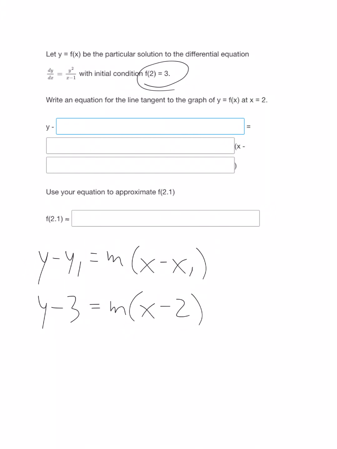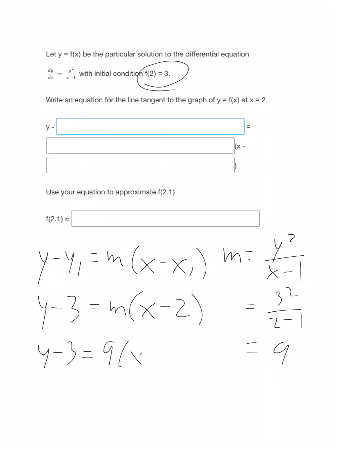And then my m is the slope, which is going to be the same differential equation as the previous problem, y squared over x minus 1. So given that initial condition, this is going to then be 3 squared over 2 minus 1. So that's going to be 9. And that's my slope. So my equation is y minus 3 is equal to 9 times x minus 2.